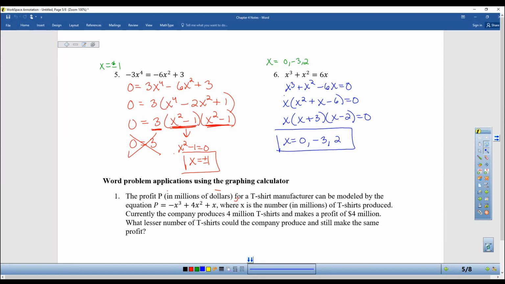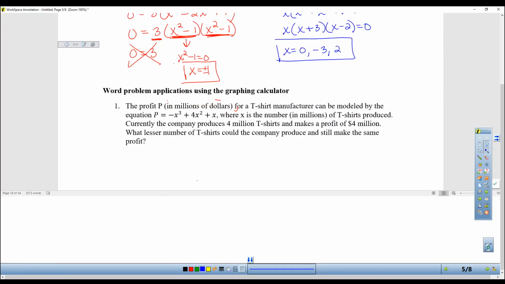All right, so now we have 5 word problems that we'd like to tackle. The first one says, the profit in millions of dollars for a t-shirt manufacturer can be modeled by the equation P is equal to -x cubed plus 4x squared plus x, where x is the number in millions of t-shirts produced. Currently, the company produces 4 million t-shirts and makes a profit of 4 million. What is the lesser number of t-shirts that the company could produce and still make the same profit?